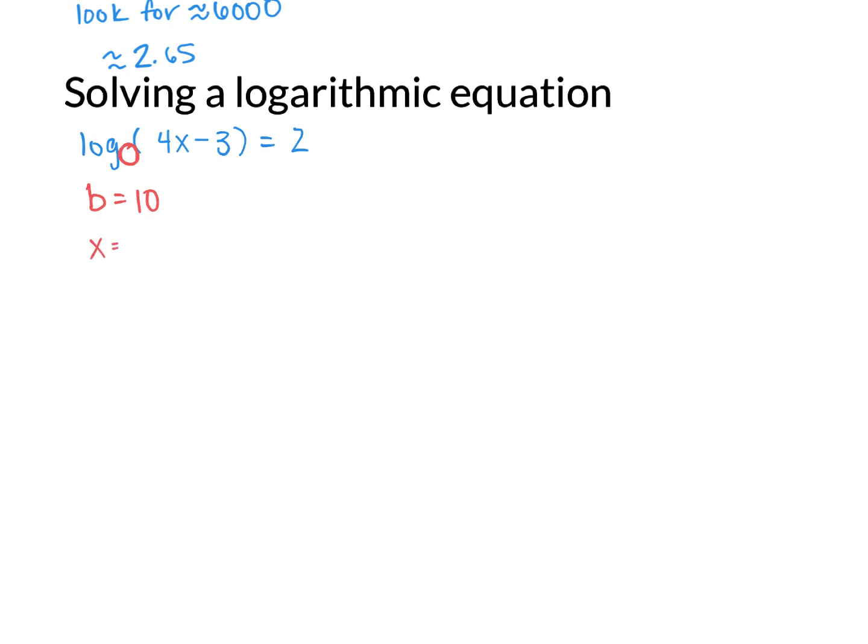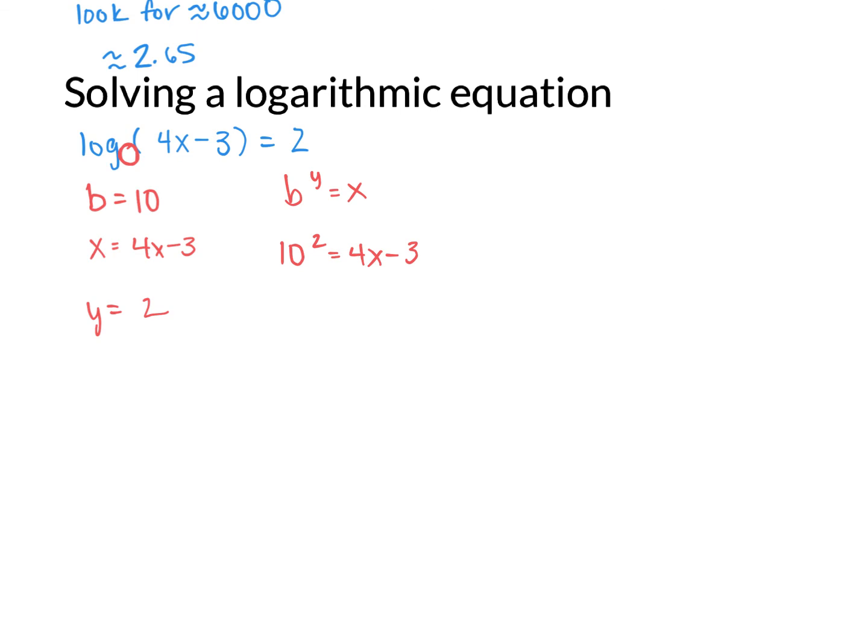What would be our x? What comes after log, right? So x is 4x minus 3. Y is 2. And then we've got what? B to the power of y equals x is what we should write it as. Agreed? So it should be 10 to the power of 2 equals 4x minus 3.